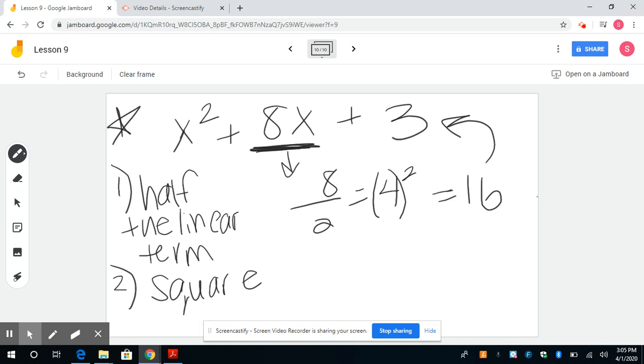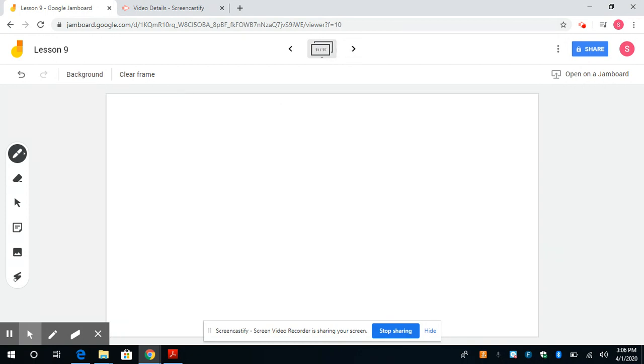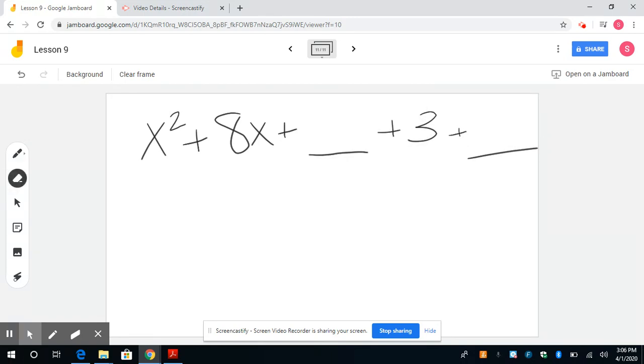So now what I'm going to do with this 16 is add it to my quadratic because I want to complete this. I want to make it a perfect square trinomial. So I'm going to rewrite it into my problem: x squared plus 8x plus blank plus 3 plus blank. I'm setting this up so you have a step-by-step. Now my third step is I'm going to add that 16 into my problem.